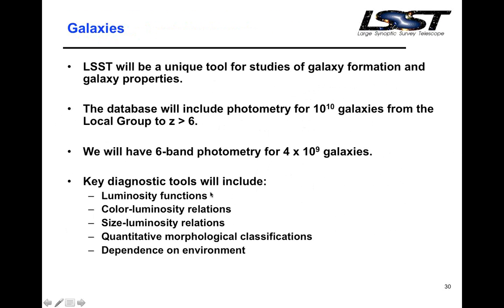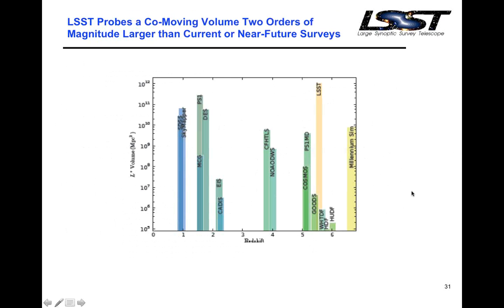Key diagnostic tools will include luminosity functions, color luminosity relations, size luminosity relations, quantitative morphological classifications, and of course studies of the dependence of galaxy properties on their environment. One way of getting a sense of this is by looking at the total comoving volume sampled by LSST. This is a log scale going up to about 10 to the 12th cubic megaparsecs as a function of redshift. LSST sits roughly here, and you can see it's orders of magnitude higher than essentially all previous surveys that come before it.